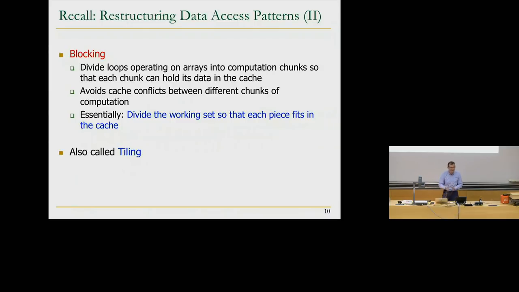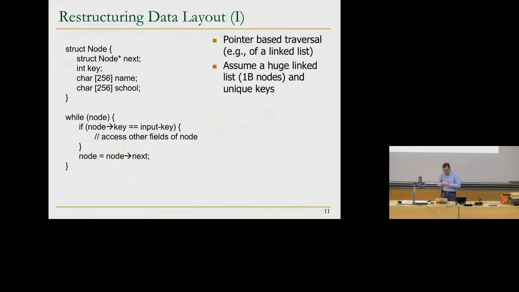Okay, so let's take a look at another example. This is restructuring data layout. So if I give you this code over here, what this code is doing is you have this structure, like basically you can look up people based on some key, perhaps. You have some student ID maybe, this is a pointer-based data structure. It's a linked list in this case. Assume there is a huge linked list, like 1 billion nodes. And in this case, we're traversing the data structure starting from the beginning node, and we're checking if a key exists.